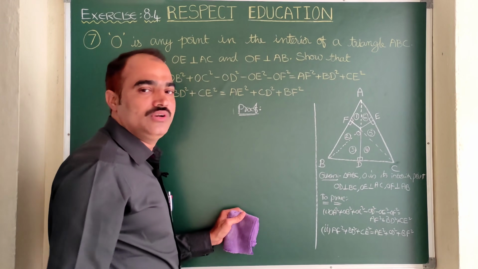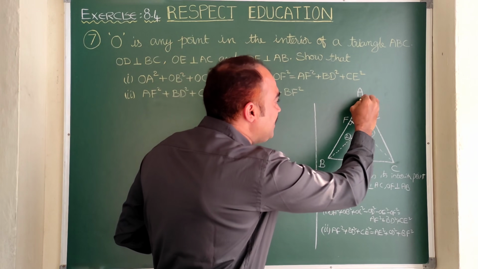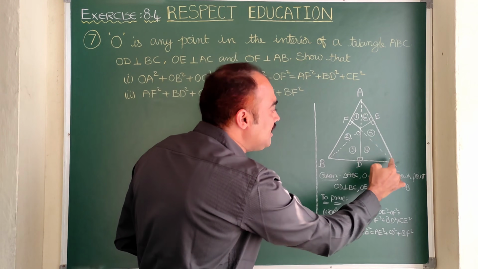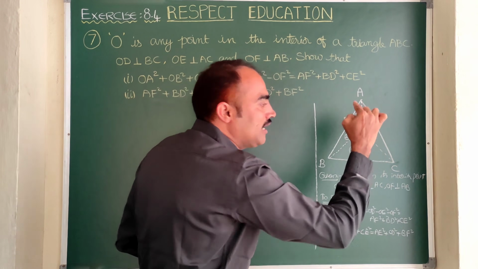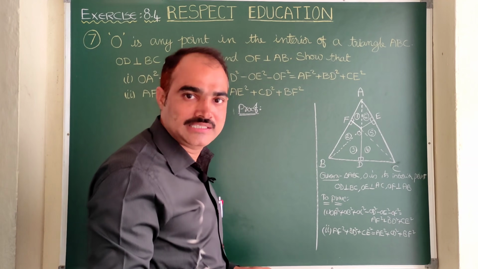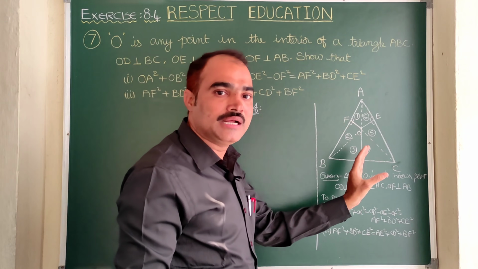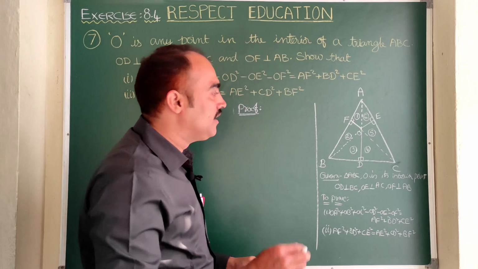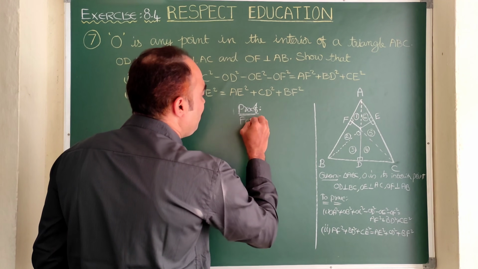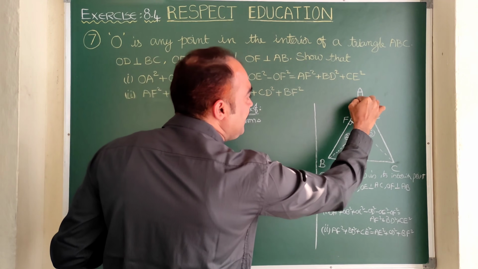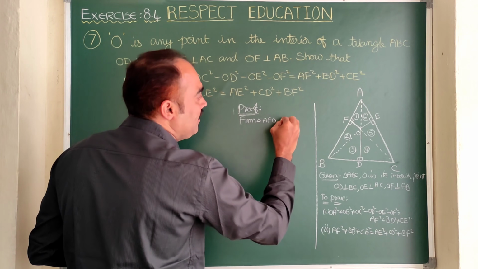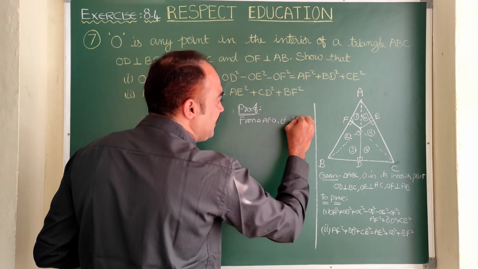So here observe carefully that based on A, two right angle triangles are there. Based on B, two more are there. Based on C, two more are there. So in total here we are able to see 6 right angle triangles. So let us apply Pythagoras theorem to each of the triangles. So here let us see from triangle AFO, right, where angle F is equal to 90 degrees.